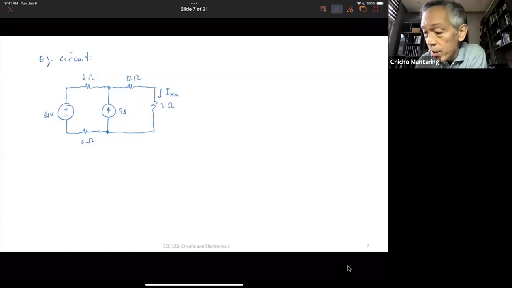So, nodal analysis, so let's say this is what I will make my reference node. Let me call this node X. So essentially what I want to compute for is V sub X.